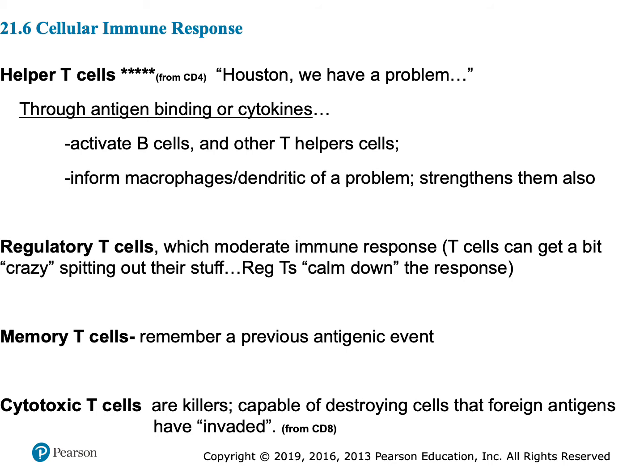We've already been through the memory T cells. They're just going to help out the next time that antigen shows up. And then cytotoxic T cells are killers, okay? Just like the natural killer, but they're very specific. So they're going to go and kill a cell that has been invaded by a foreign antigen.